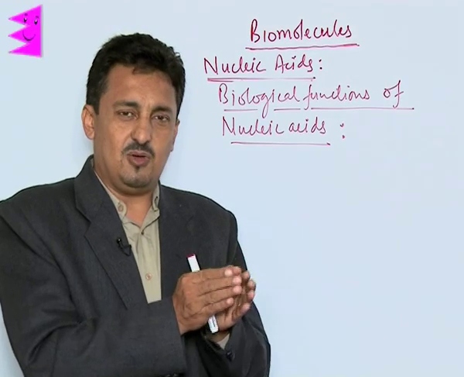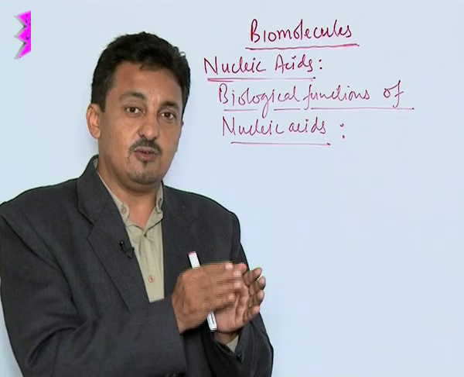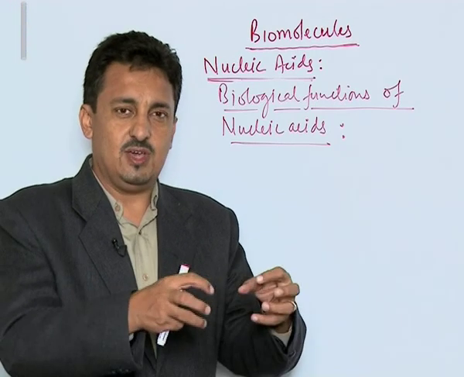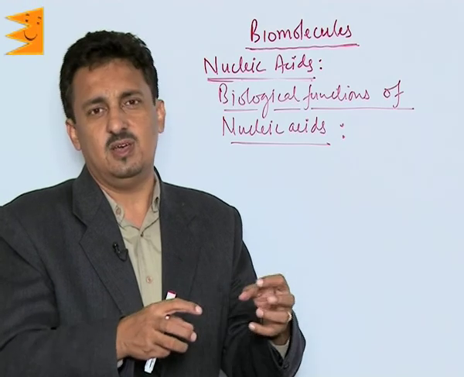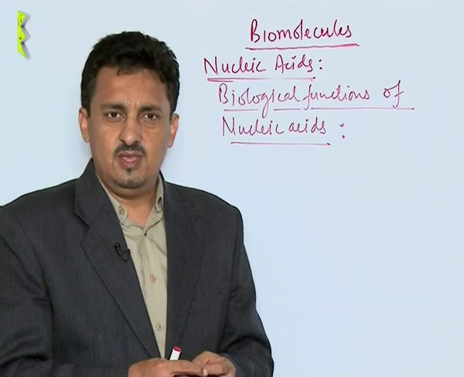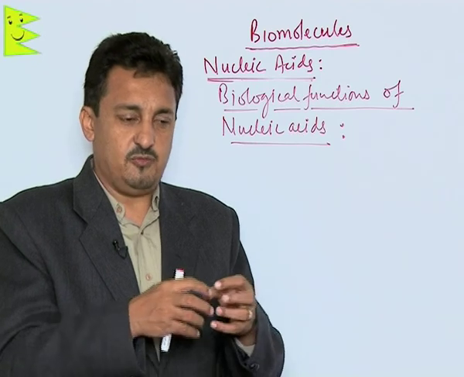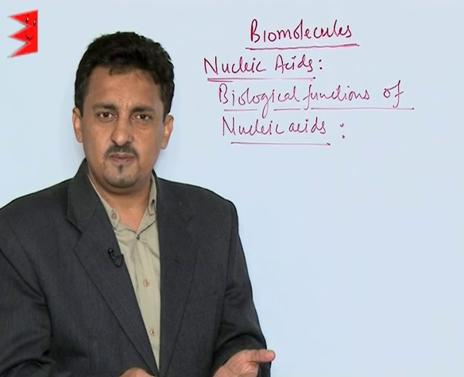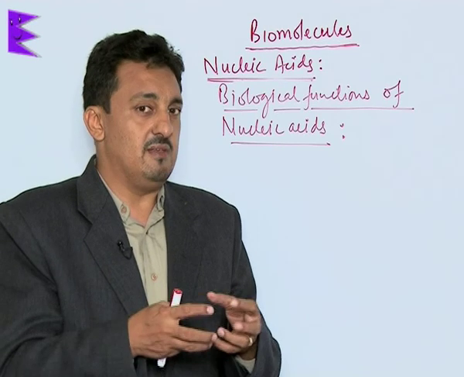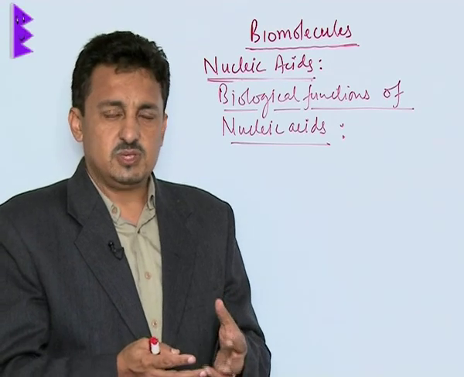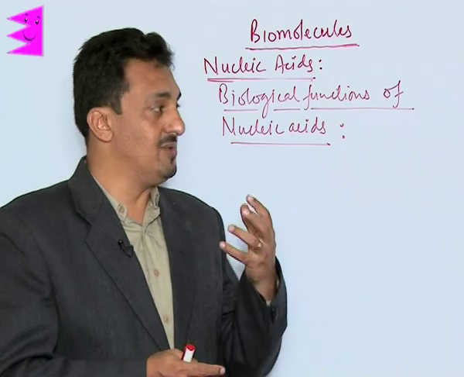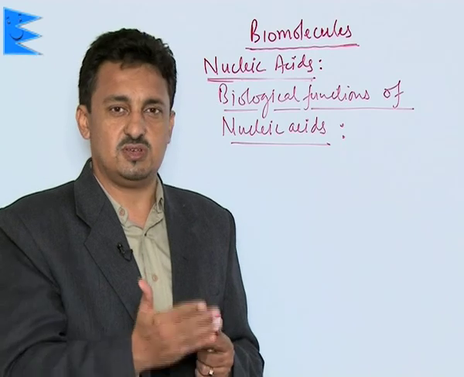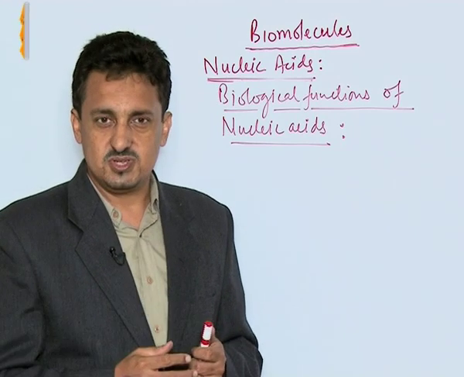Whenever the cell is about to divide, what happens is the DNA duplicates. One more DNA is formed, so that both the daughter cells get one set of the DNA. Now this division takes place because the genetic information is transferred to the next generation. Now this is called replication. So the most important function of the nucleic acids is to transfer the genetic information from one generation to the other generation. That's the most important function.